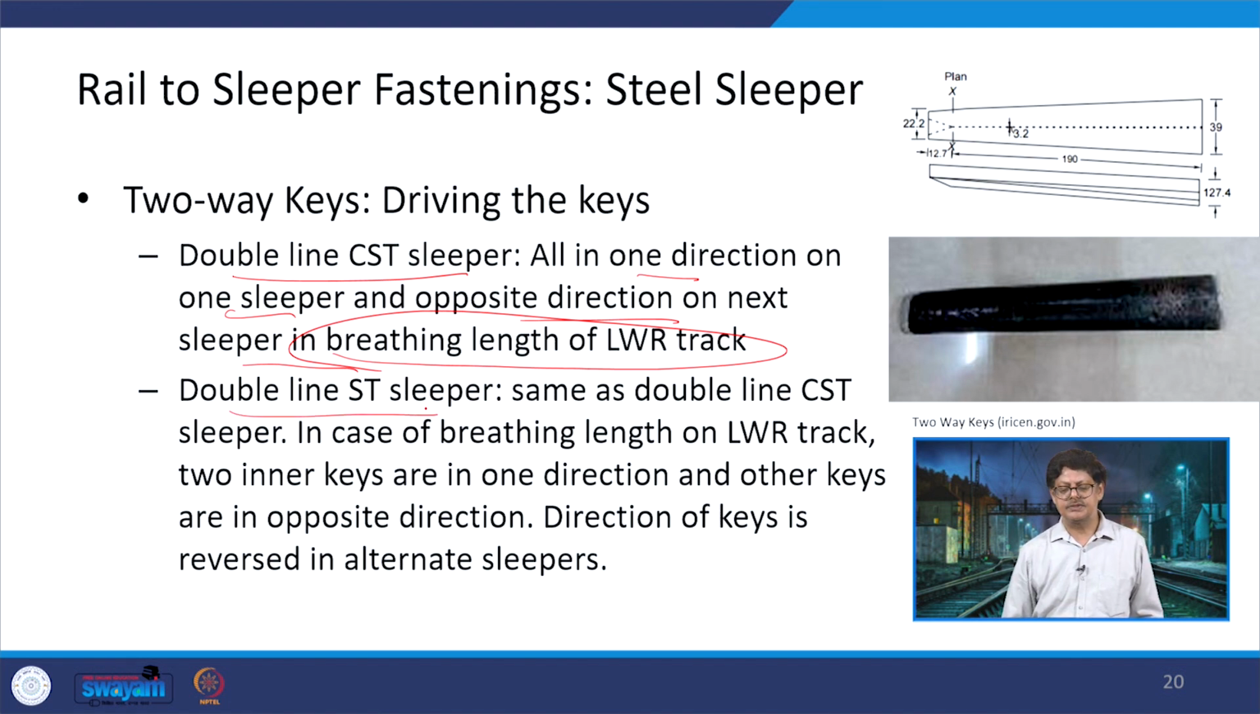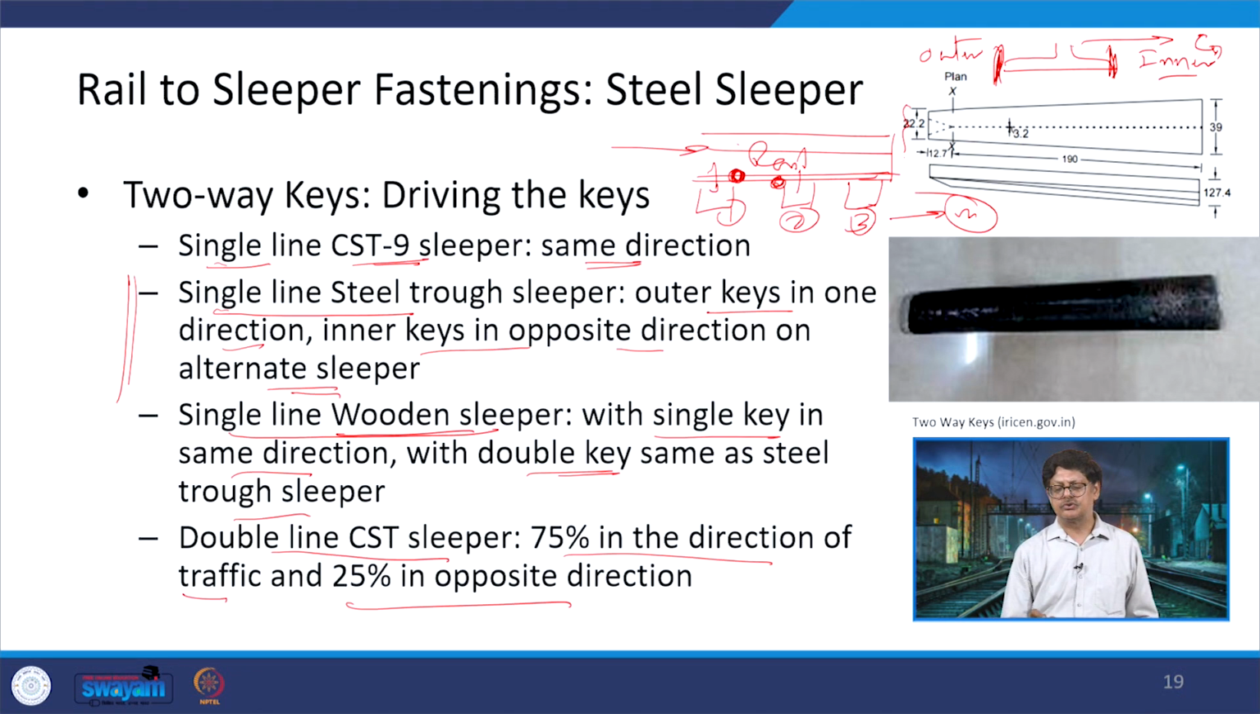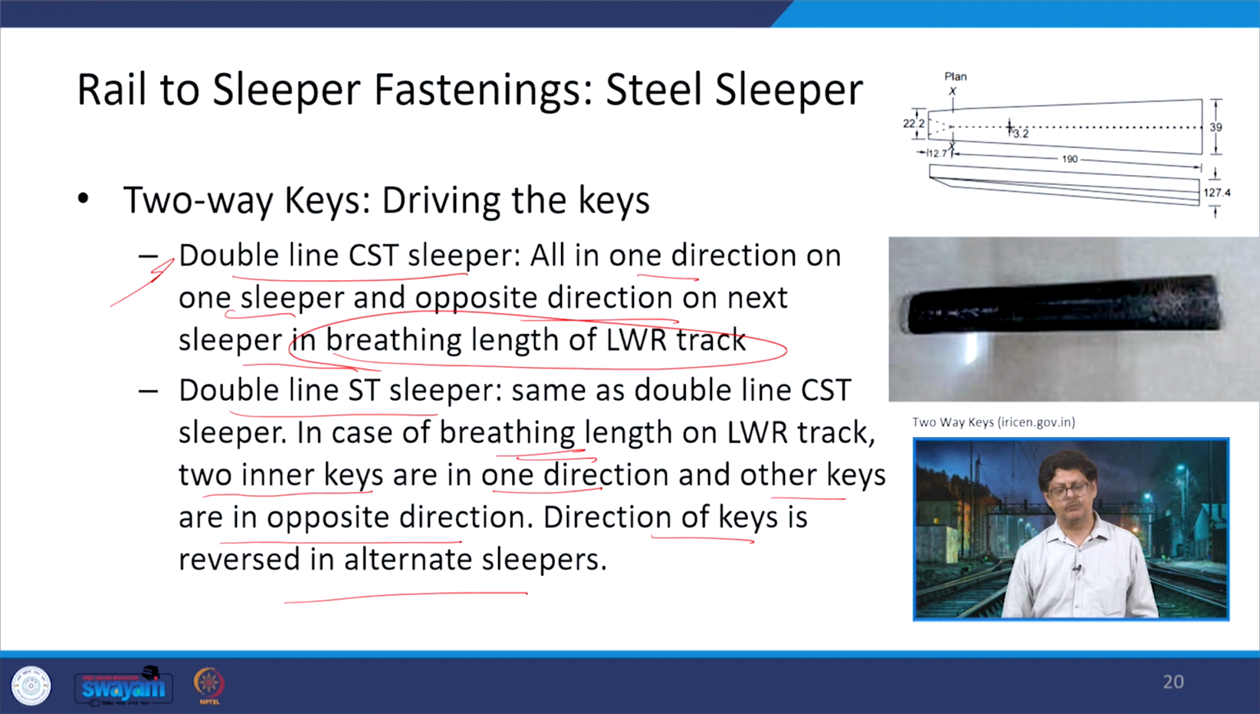Double line ST sleepers, same as the double line CST sleepers, that is the one which we talked about here. But in the case of the breathing length on the LWR tracks, two inner keys are in one direction and the other keys are in the opposite direction. Now, based on the number of keys which are going to be inserted here, two keys are in one direction and the third key in the opposite direction. The direction of the key is reversed in alternate sleepers, that is an additional thing that needs to be done. So, if you go back and look at these alternate ones, in that case the directions are reversed.